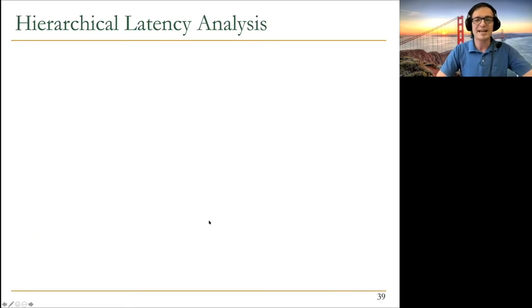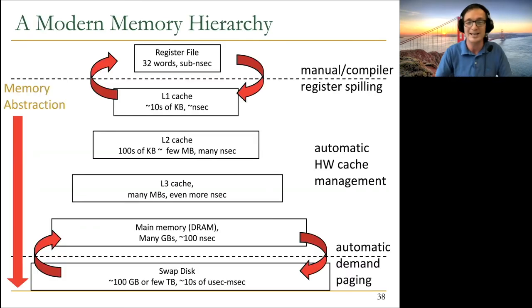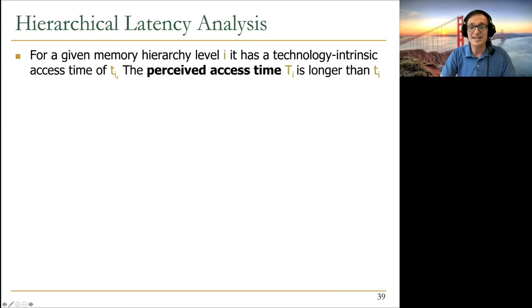Okay, before we take a break, let me quickly talk about hierarchical latency analysis, and then we're going to go deeper into the caches. If you look at a memory system that looks like this, clearly it has many levels. And this is very much representative of an existing system. Maybe the numbers are different in different systems, clearly. But basically, you can do a hierarchical latency analysis. And this is also in your reading, so I'm going to go through it relatively quickly. A given memory hierarchy level, i, has a technology intrinsic access time, or latency. Let's call it small t_i. But you also have a perceived access time, large T_i, that's longer than small t_i, because you may not find the data at a given memory hierarchy level i.